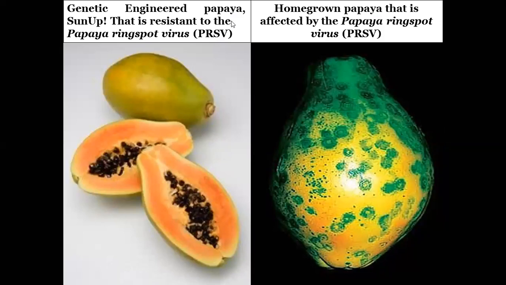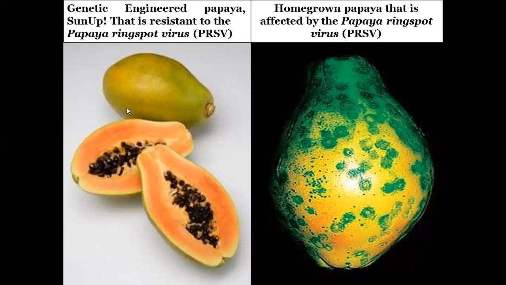So this is within the market, and we are having genetically engineered papaya. Sanap के नाम से है एक. So this is resistant to papaya ring spot virus. So this papaya ring spot virus से ये अब resistant है. And home grown papaya that is affected by papaya ring spot virus. Papaya ring spot virus के इस तरह के spots आते हैं, ring spots. ठीक है. So now this is resistant to that virus.